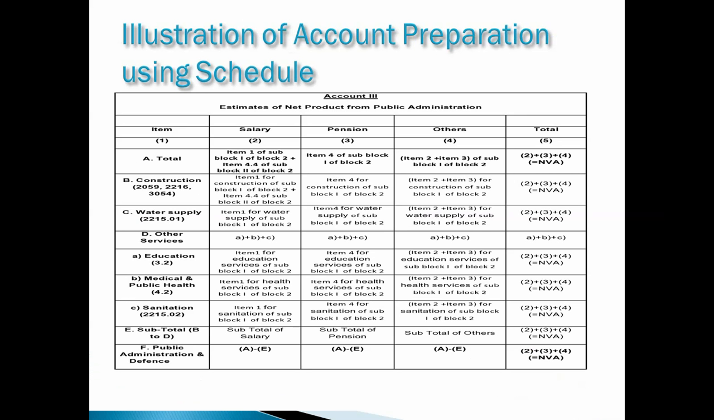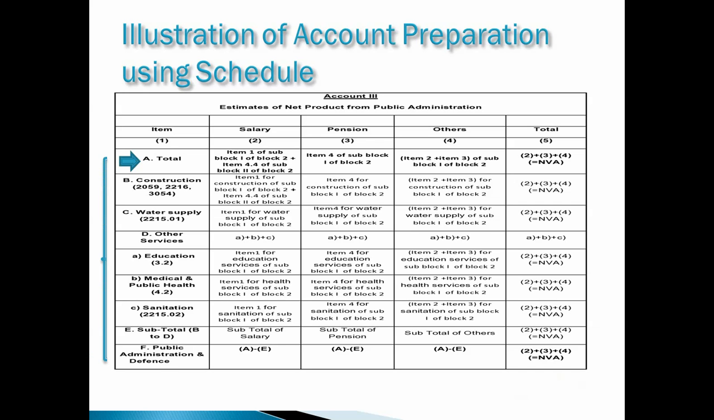As explained in the previous slides, data collected will be converted into the main accounts as per the national accounts methodology. So now we will discuss how to compile the estimates of net product of administrative department from the local body schedule. Here, as you can see, we are compiling the information for total of local bodies, construction, water supply, education, medical, sanitation and public admin. For this account, we are using the data from block 2 of schedule, which record the information of expenditure, both current and capital. Subblock 1 of block 2 records information of current expenditure, whereas subblock 2 records information of capital expenditure. First, we will understand the account generation process for total local bodies.